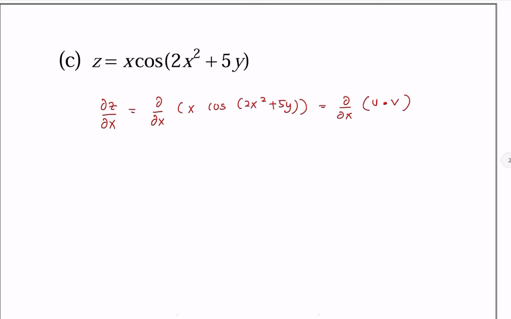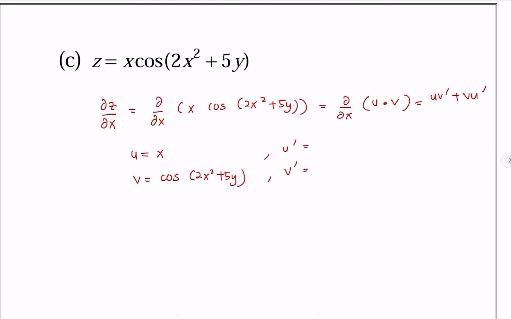So basically we can see it is u multiplied with v. In this case, what is u? u is x, and what is v? v is cos(2x² + 5y). Because we want to find uv' + vu', isn't it? So we need to find what is u' and what is v'.